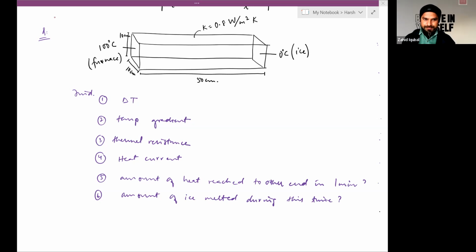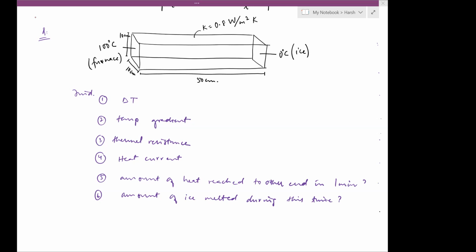Harsh, any doubt? No, sir. Sir, what was the answer for first, second, and third?